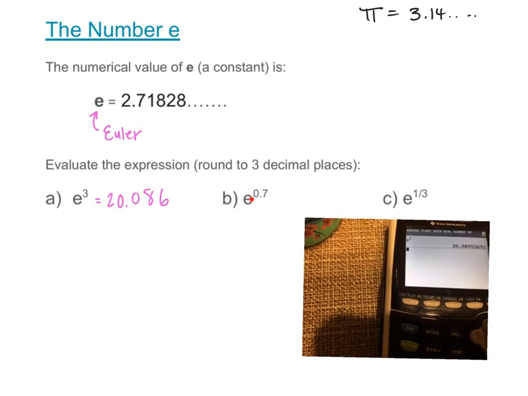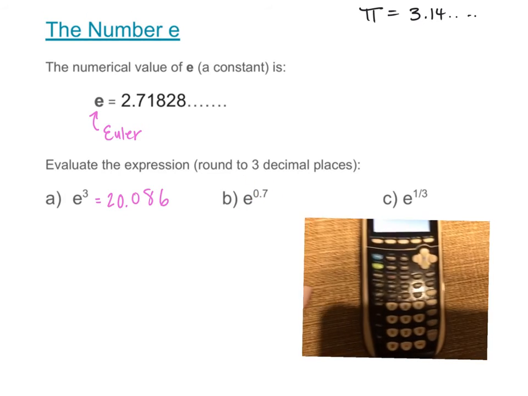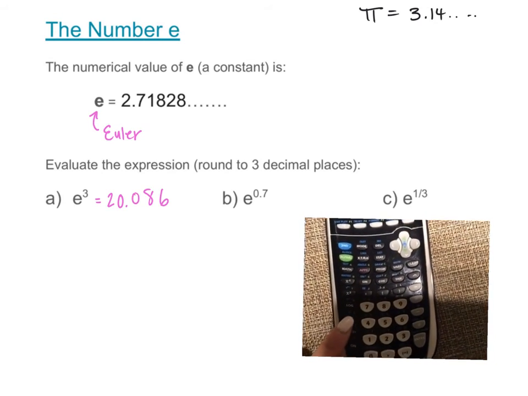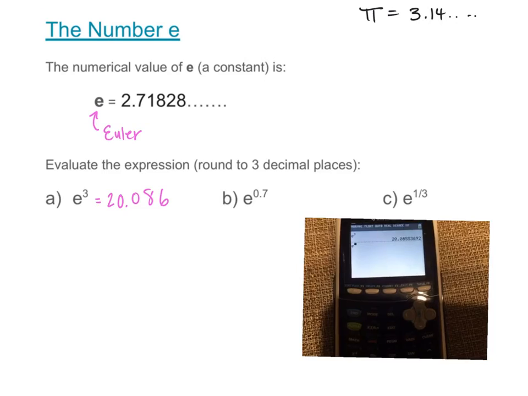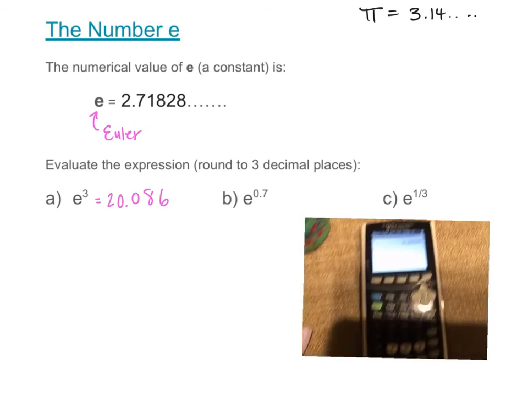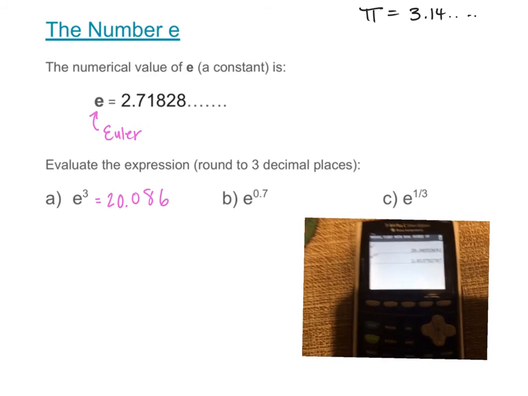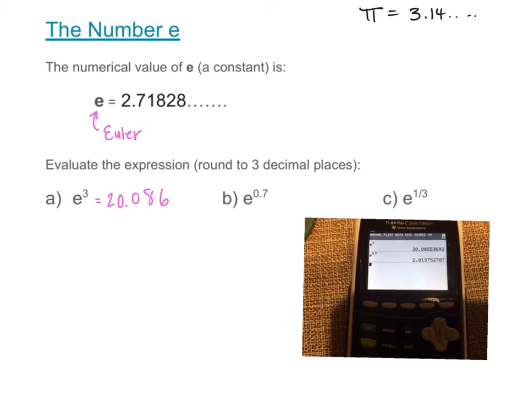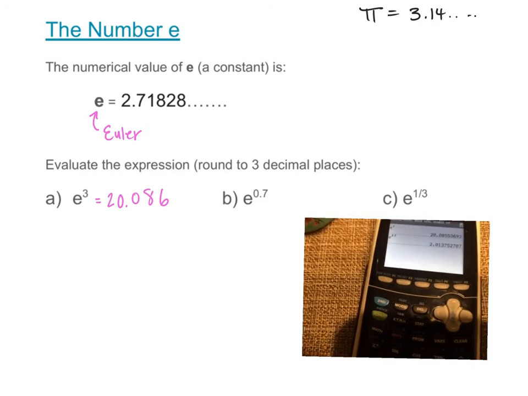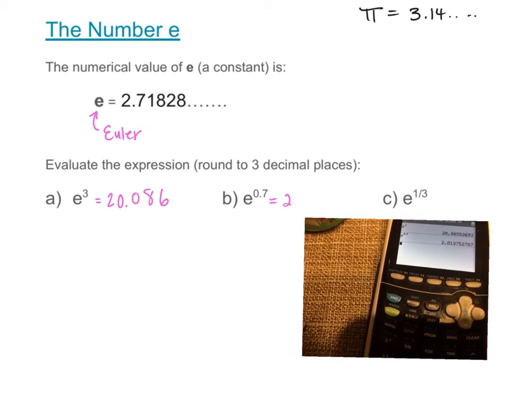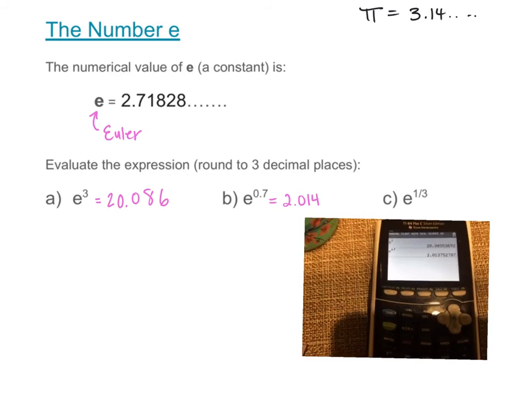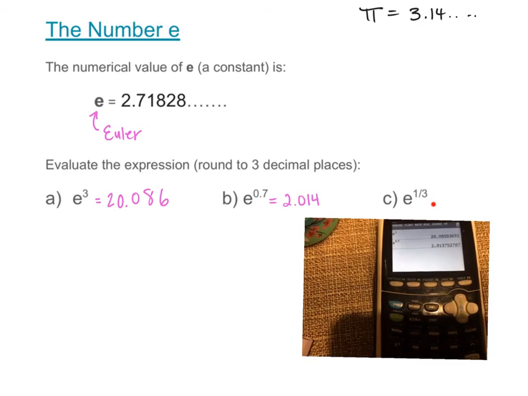I'm going to do it for this one too. So again, if you guys want to see, I'm going to hit the blue button and then ln, and then that appears. And this time I'm going to put 0.7, and then hit enter, and then I get this number here. It's 2.014 if I round. So let me grab my pen here. 2.014.